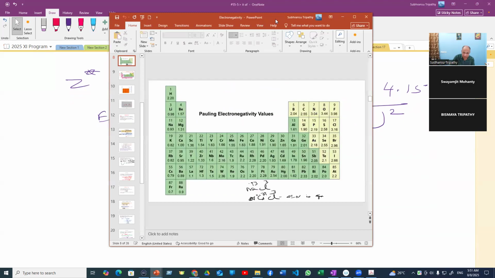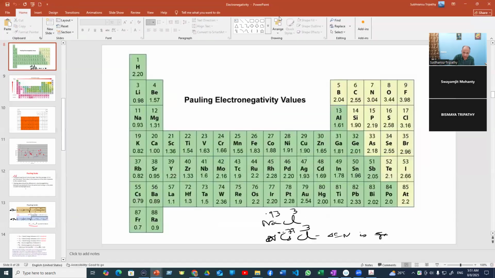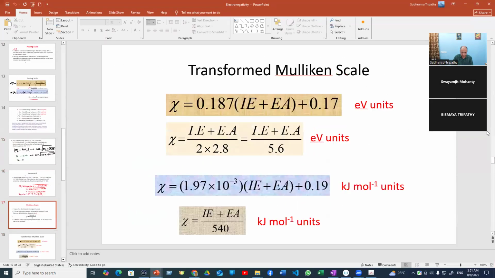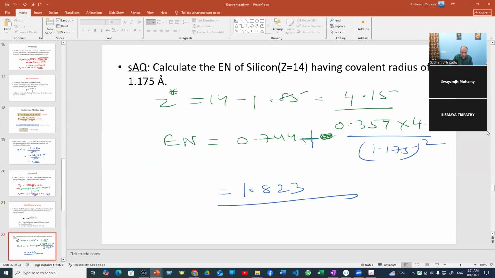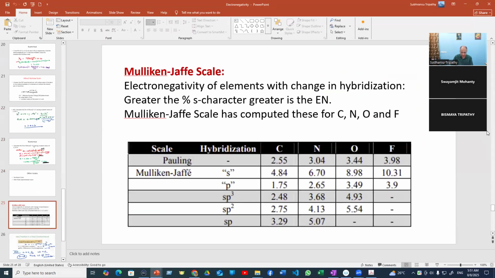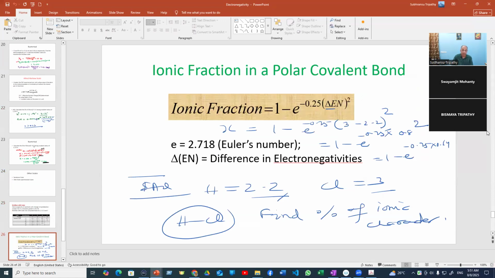And this will be the end of our program. Later there are so many other scales developed, like Sanderson scale, Allen scale, Mulliken scale. We are not interested, but this you have to remember.